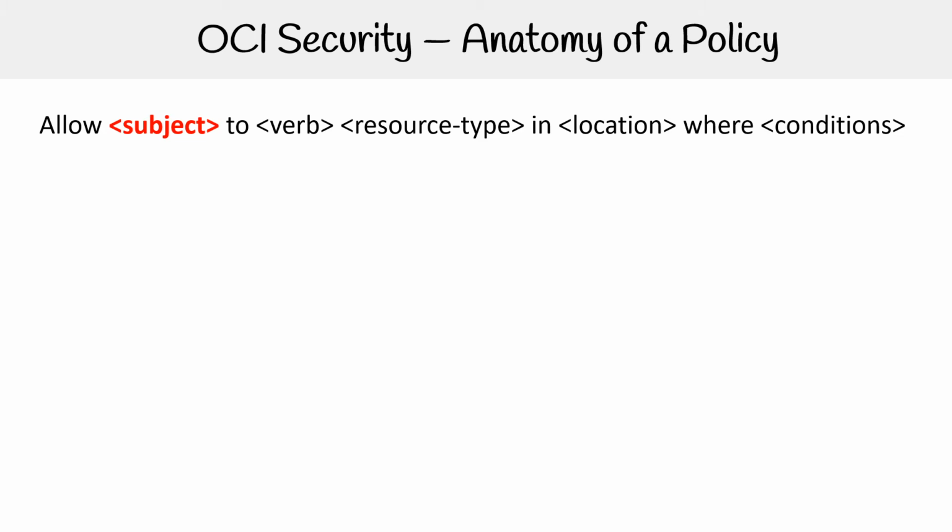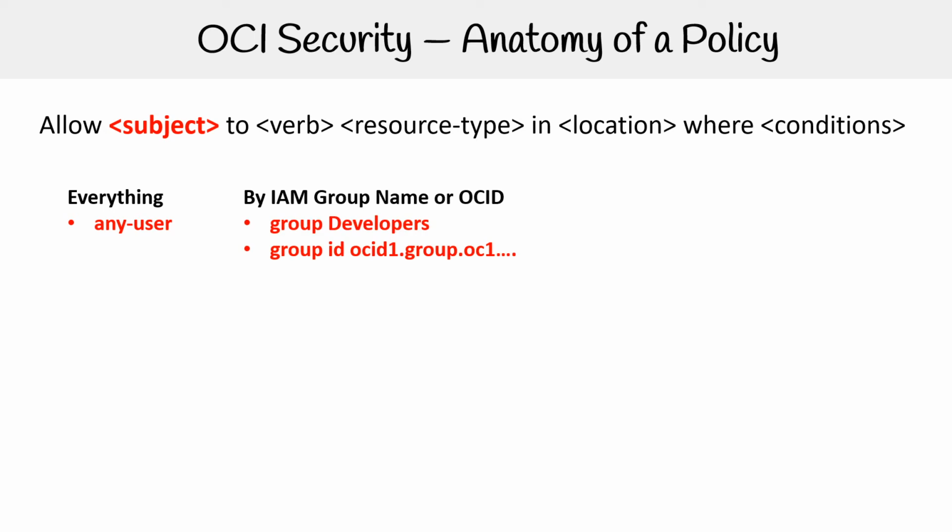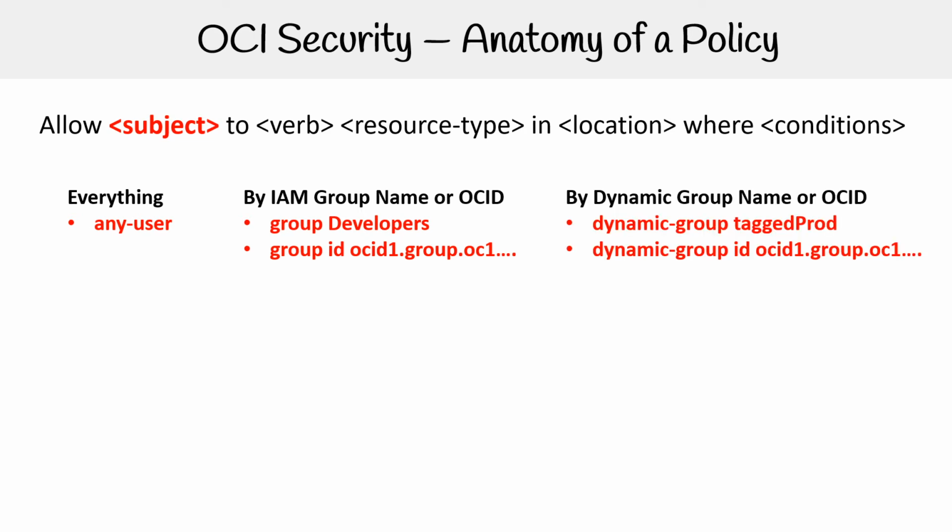So the first thing we're going to look at is the subject. A subject could be anything in your system. If you wanted to specify everything, you do any user, or you could specify IAM group name or OCID. So it could be group developers, or group ID and then the OCID for the group that you want. And then you could specify dynamic groups. It's the same thing as a group name, you would just say dynamic group tagged prod.